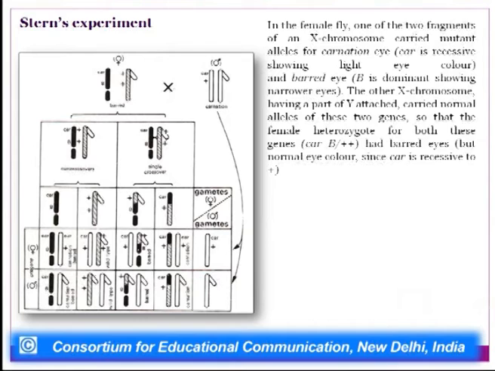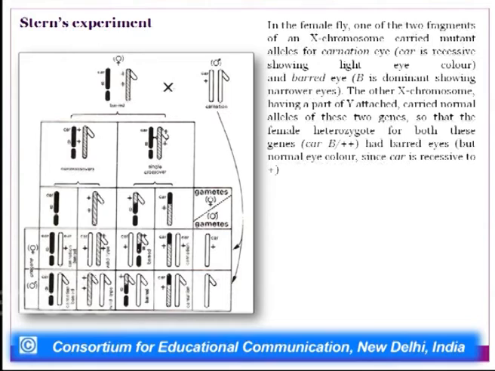The other X chromosome had the cytological marker containing this Y attached to it, but it carries the two normal alleles for the two genes, the carnation and the barred eye. So the female heterozygote for both these genes had barred eyes but normal eye color, since car is recessive to plus. As I said, plus plus is the wild type, car is the carnation. So the genotype of the female heterozygote will have the carnation allele, but it will have the plus marker, therefore it will have the wild type eye color, or a normal eye color, and a capital B and a wild type allele for bar. But since bar is dominant, it will have narrower eyes.